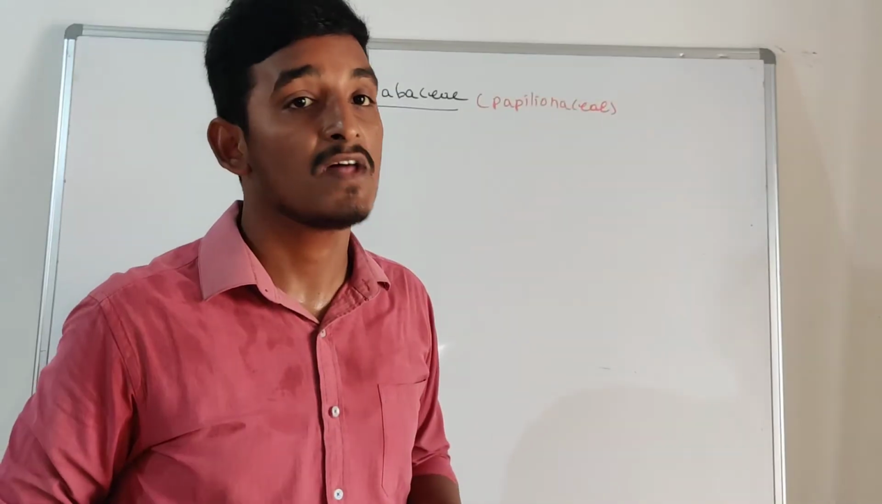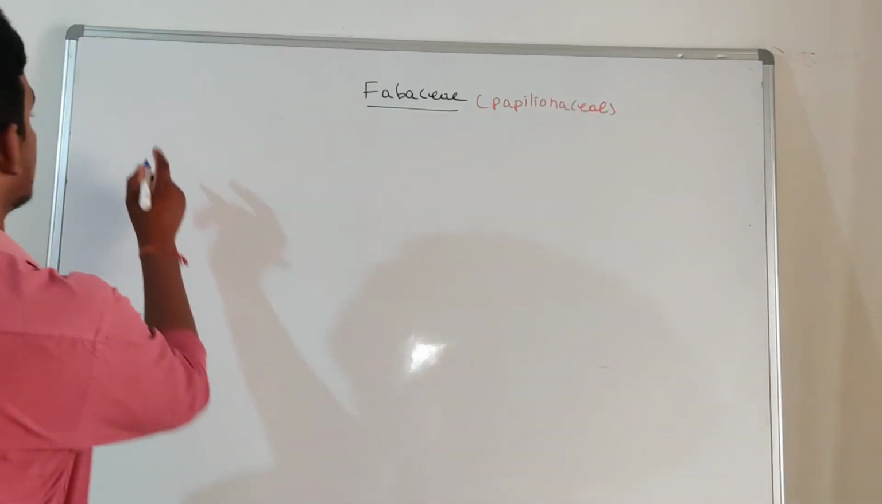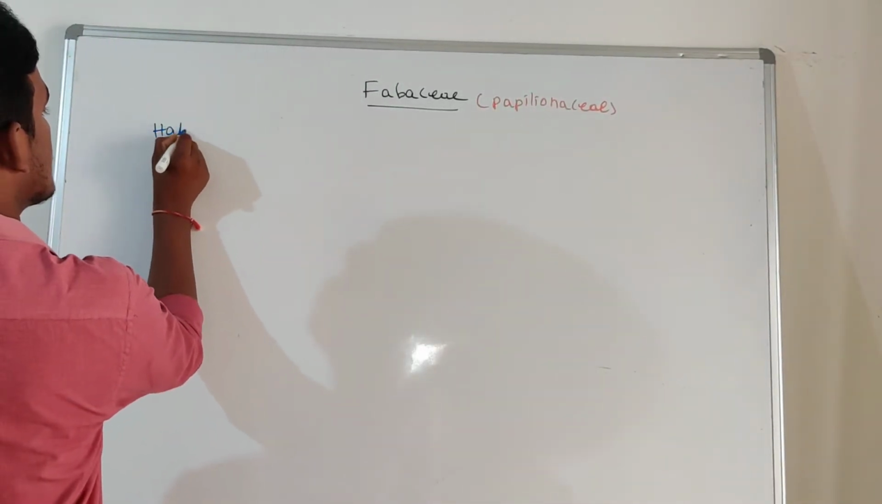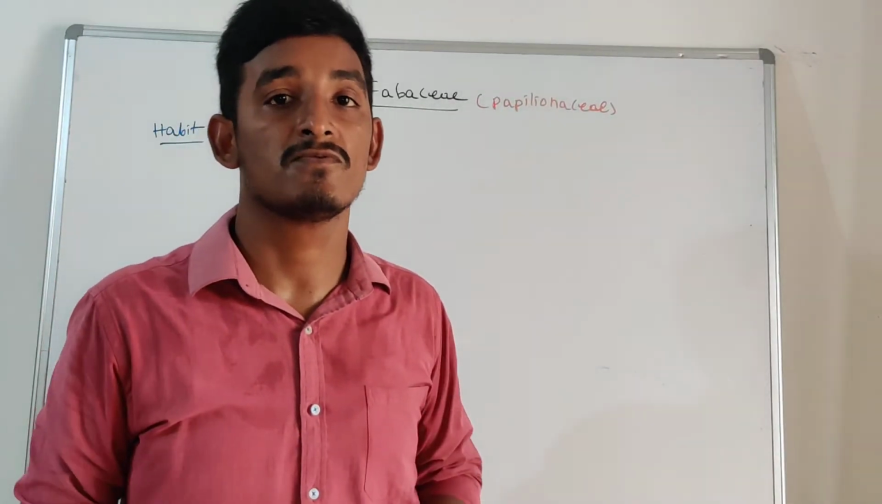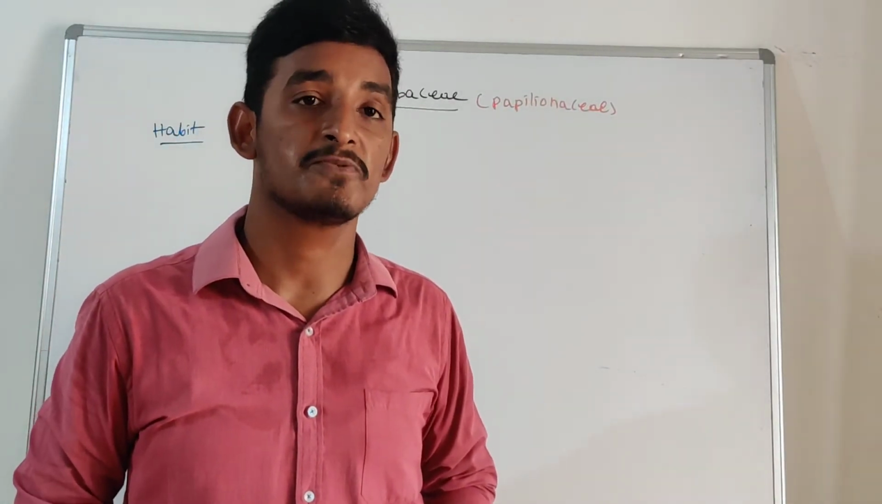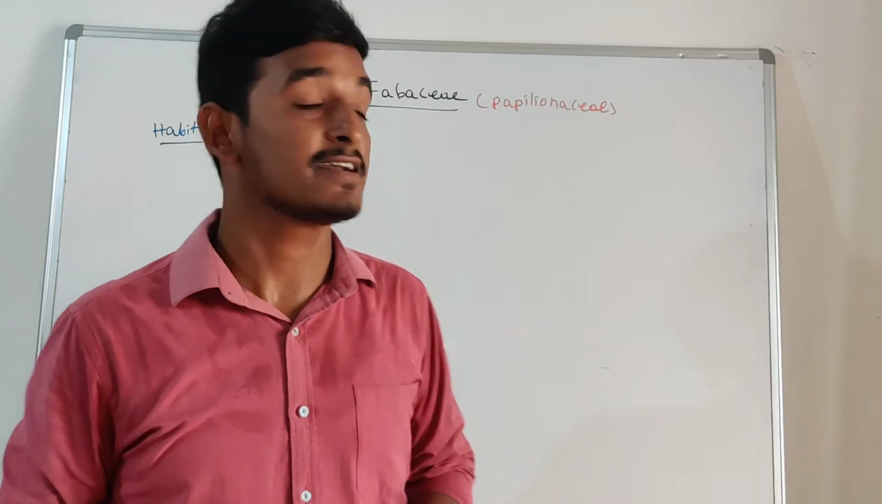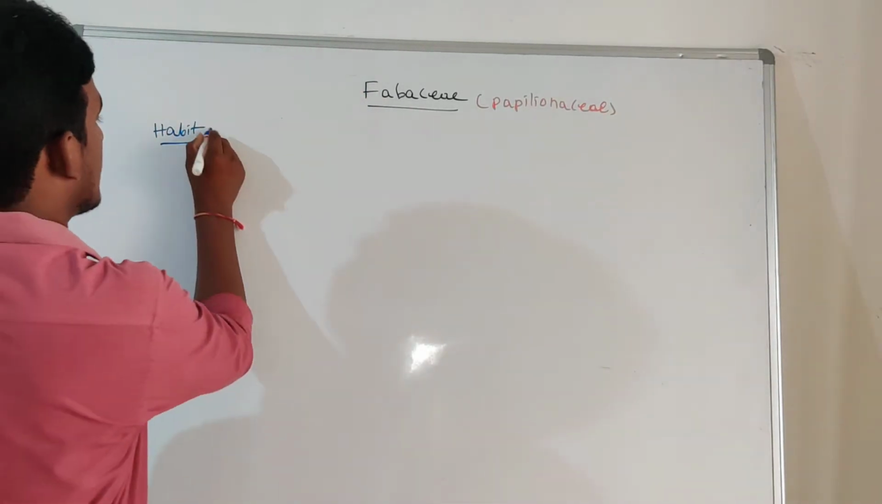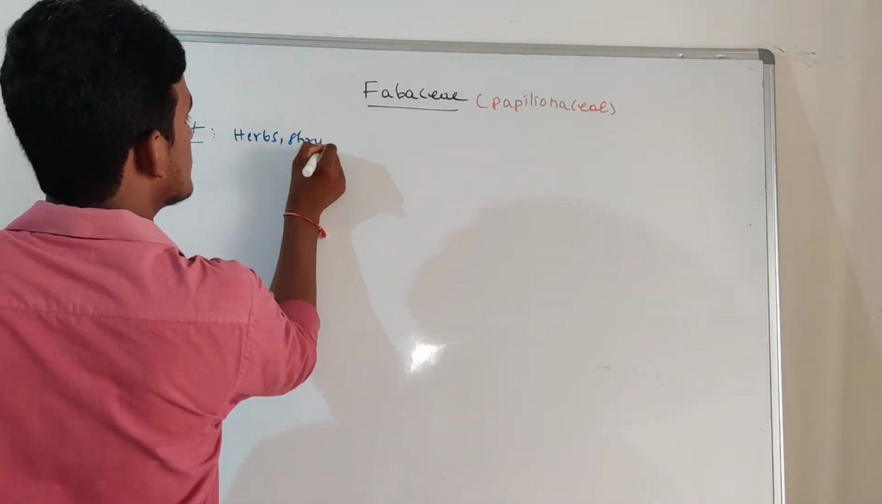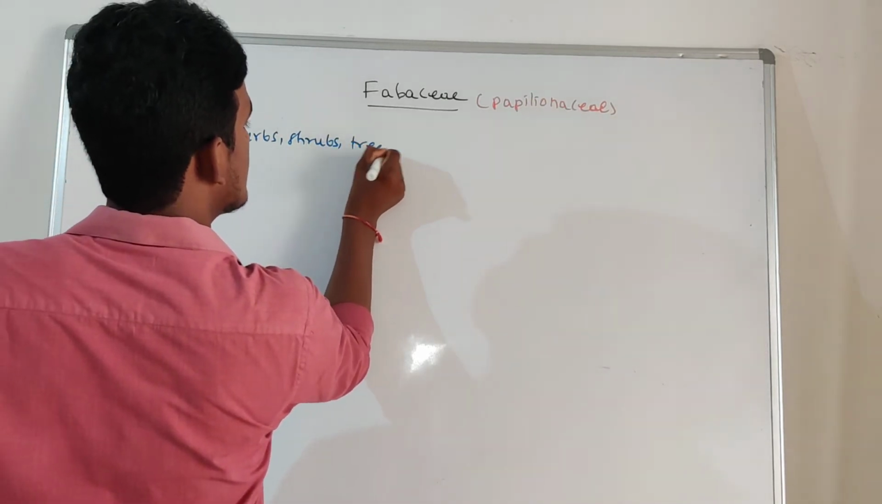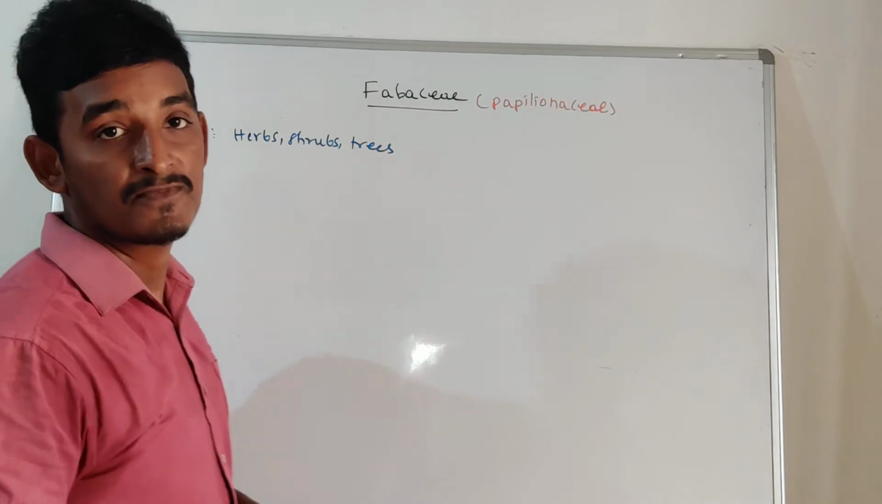If you want to describe a flowering plant, then you should follow the order. What is the order? Habit. It is distributed throughout the world, a cosmopolitan distribution. Generally these are herbs, shrubs, and trees also. Right?